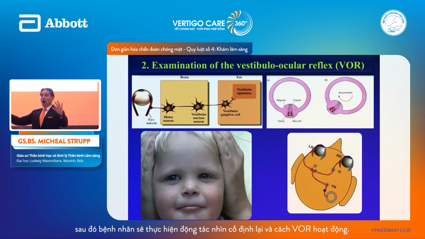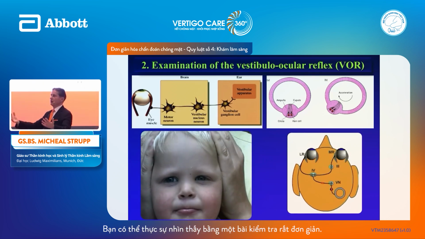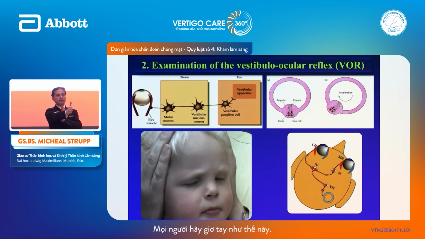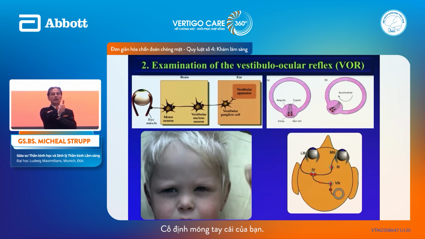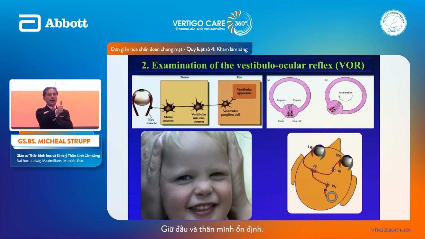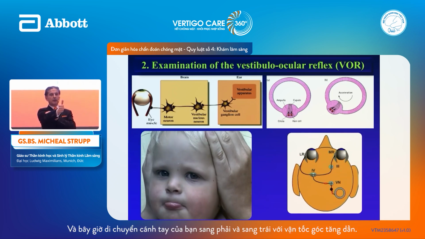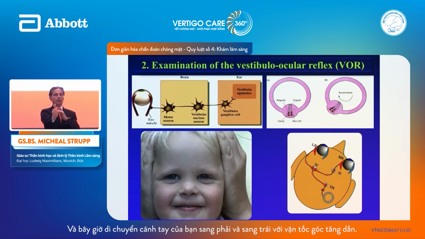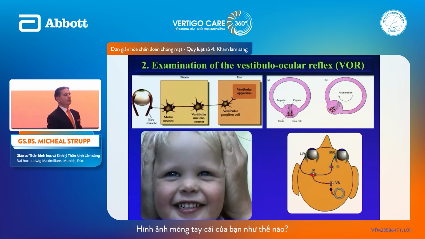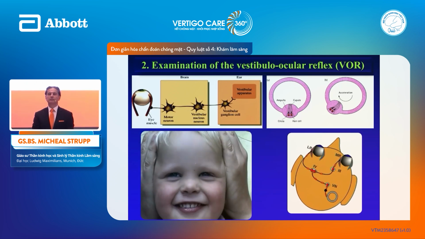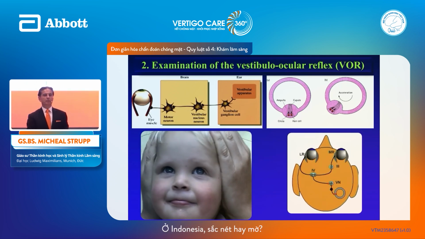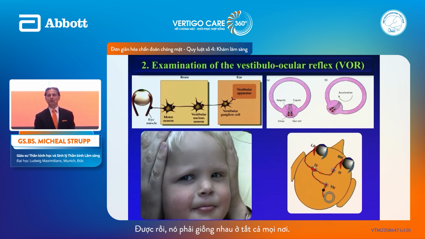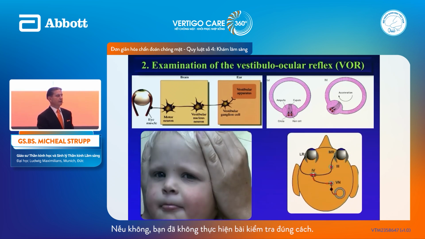And how the VOR works, you can literally see by a very simple test. Everybody, hold your hands like this. Fixate the nail of your thumb. Keep your head and trunk stable, please. And now move your arm to the right and to the left with increasing angular velocity. How is the image of the nail of your thumb in Indonesia? Is it sharp or blurred? Blurred. Okay, it should be the same everywhere, otherwise you haven't done the test properly.